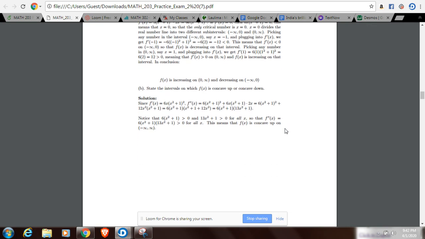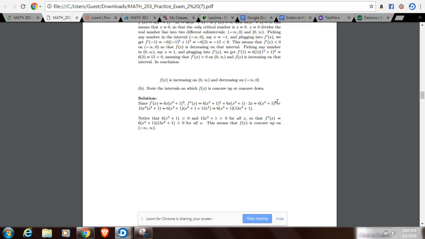Okay, concave up and concave down, just differentiate again. We differentiate again using the product rule. So you can check this over. When everything's factored out, you get 6 times (x squared plus 1) times (13x squared plus 1). So just the derivative of the first factor is 6 times the second factor, plus the first factor times the derivative of the second factor. And again, that was using the generalized power rule.